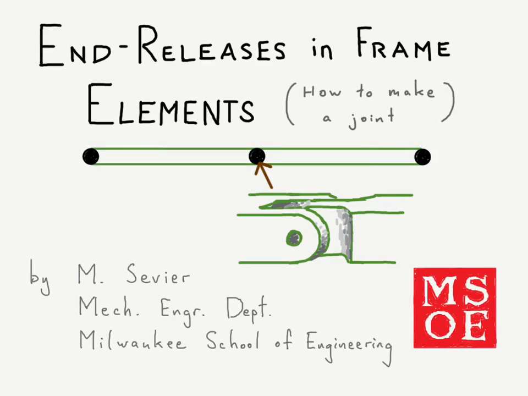All right, here we're going to take a look at how to create end releases in frame elements. In other words, it's how to create a joint in between frame elements that share a common node. For example, it could be a hinge type joint. All right, well, let's go ahead and take a look at the first method, or one of the methods that we could create a joint.